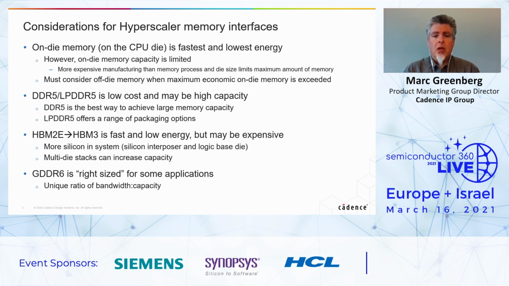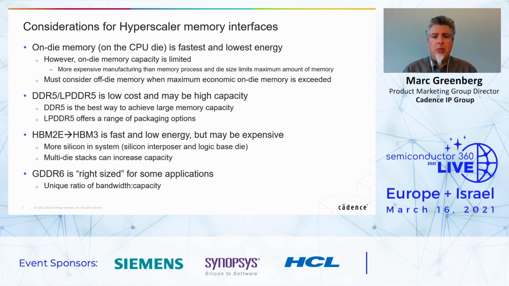hyperscaler type applications. So the next memory that most people would think of would be to think of using DDR5, as you might find in a next generation server or workstation. And the DDR5 memory, as well as its low power counterpart, the LPDDR5, are both low cost and may be high capacity. They have some differences between them in terms of how they operate and what capacity can be achieved. The DDR5 is the best way to achieve a large capacity, and the LPDDR5 has more flexibility in some ways with a lot of different package options and being able to get to higher speeds and lower capacity configurations. So, those are great memories, and those would probably be the first things that people would think of in this space. And then there's a couple other choices as well.